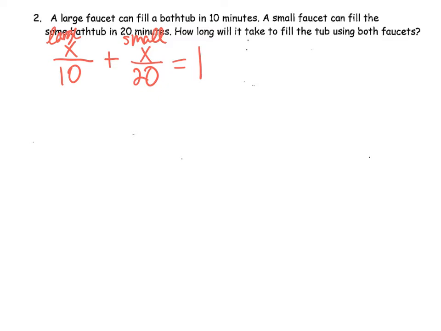Just like we did on the last problem, I need to do my common denominator of 10 and 20. 10 and 20, common denominator, 20. So I'll multiply everything by the common denominator.